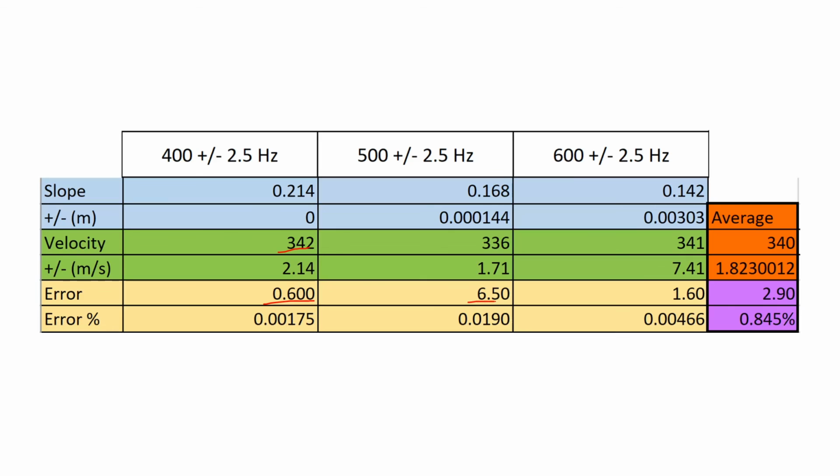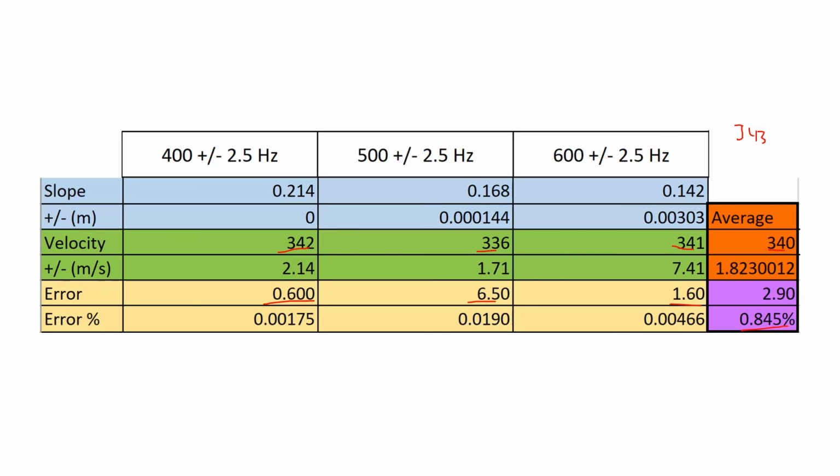But what's important is that we take the average of all of those, which would mean taking the average, 340, and comparing it to the theoretical value of 343. This gives us an error of 2.9 meters per second, which is actually 0.845% of error. This is really low. Therefore, we can say that we successfully got the speed of sound using this experiment, which is actually kind of surprising.